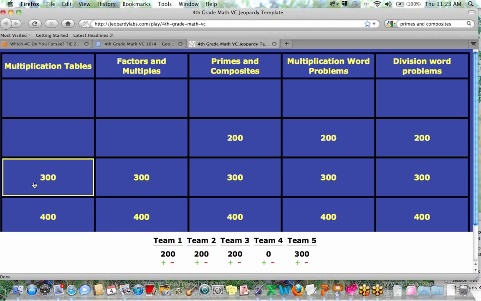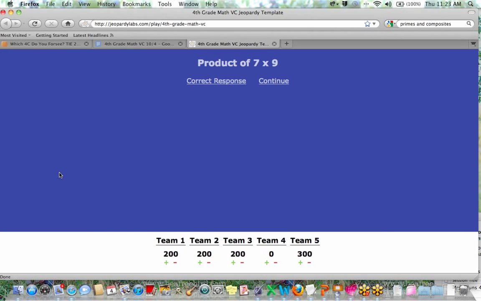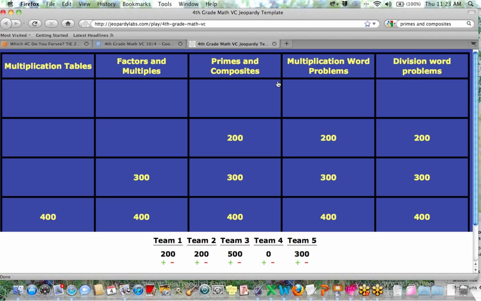Multiplication tables for 300. Okay, he's going for it. Here we go. It's going to go fast. Product of 7 times 9. Oh, Vero, you're on fire. She was first with the correct answer of 63. Right. Okay, go ahead, Vero.